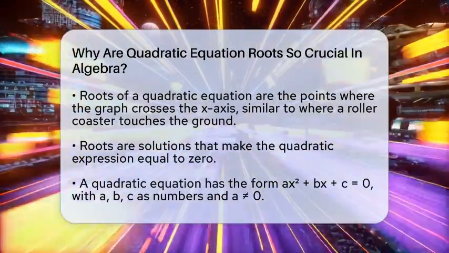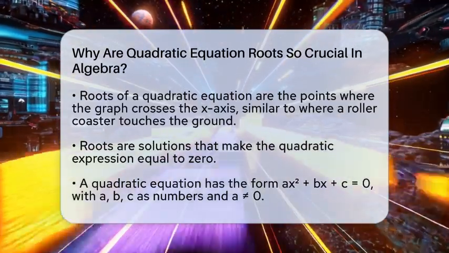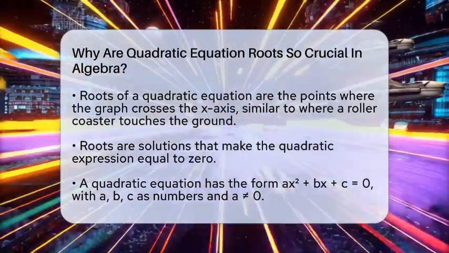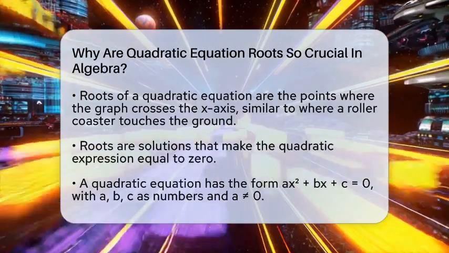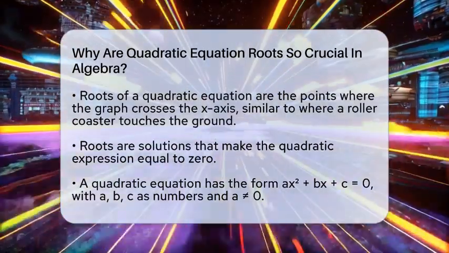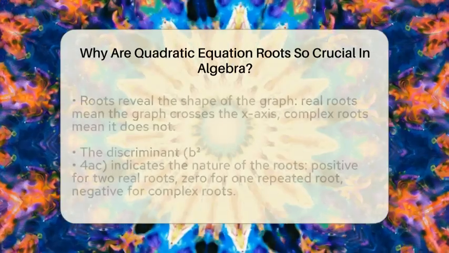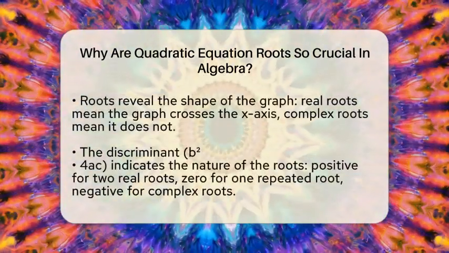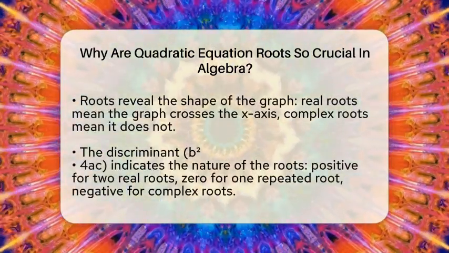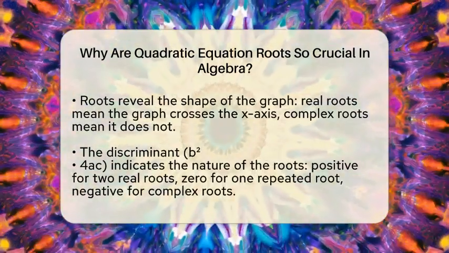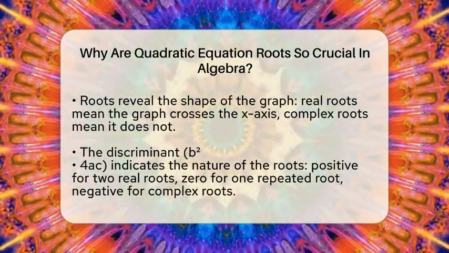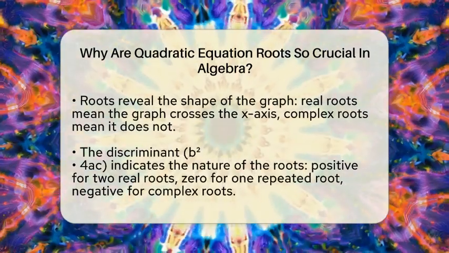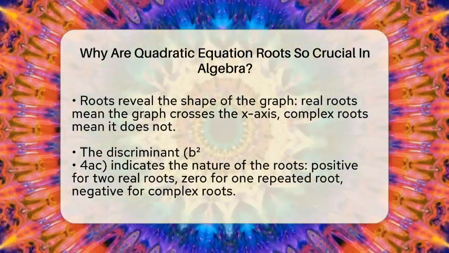A quadratic equation is a polynomial of degree 2, written as ax squared plus bx plus c equals 0. Here, a, b, and c are numbers and a is not 0. The roots are the values of x that satisfy this equation. When you substitute these roots back into the equation, it equals 0. That's why roots are so important. They are the exact solutions to the problem.